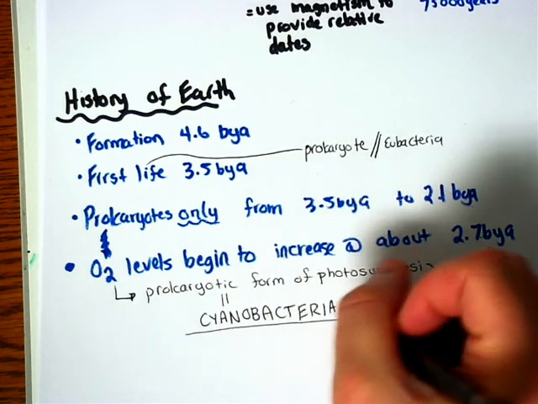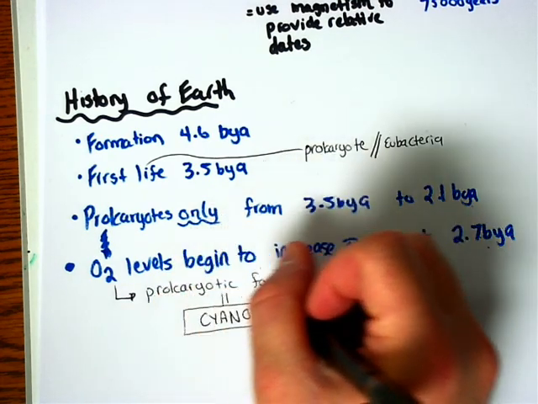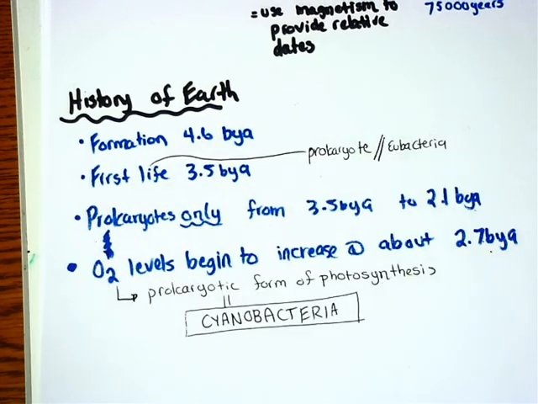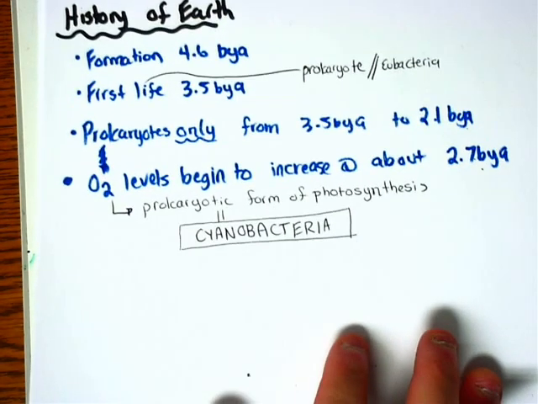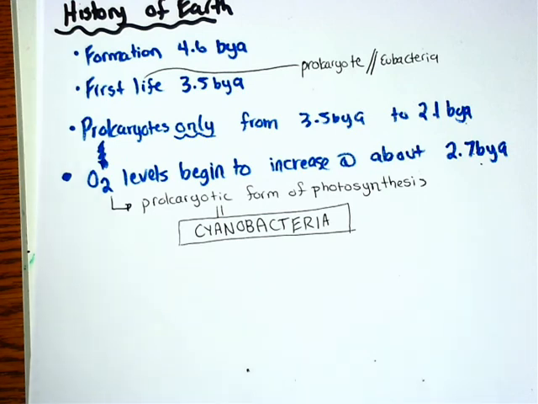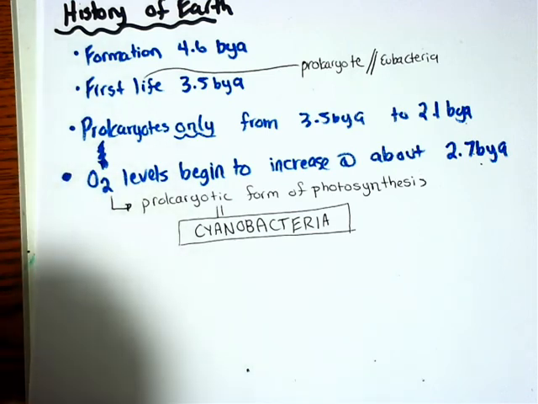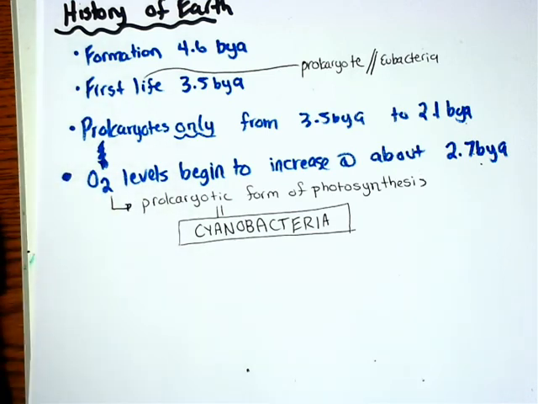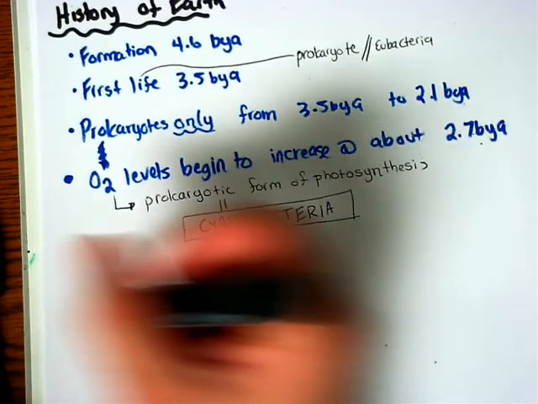And they are the cyanobacteria. Cyanobacteria. Now, what happened in about 2.1 billion years? What would have to be that next step? You'd have to have eukaryotes.